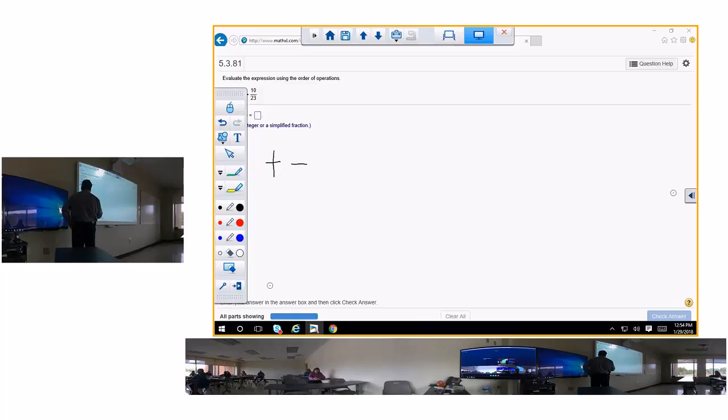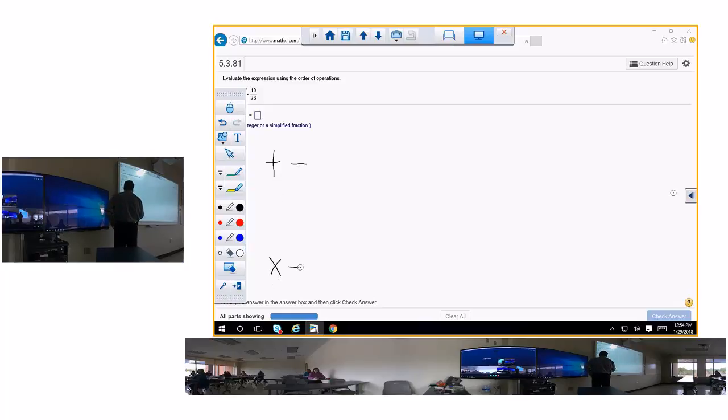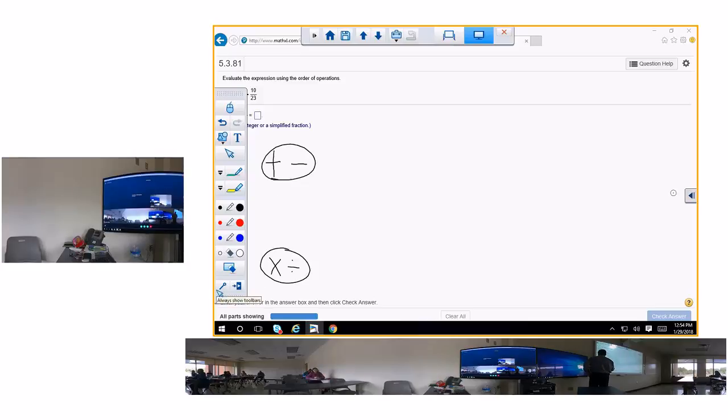Subtraction. And then you have multiplication and what? Why did I put those together? Why did I put these two together and put these two together? Why didn't I say addition and division, multiplication and subtraction? Why did I put these two together? And why did I put these two together? Anybody want to take a stab at it?